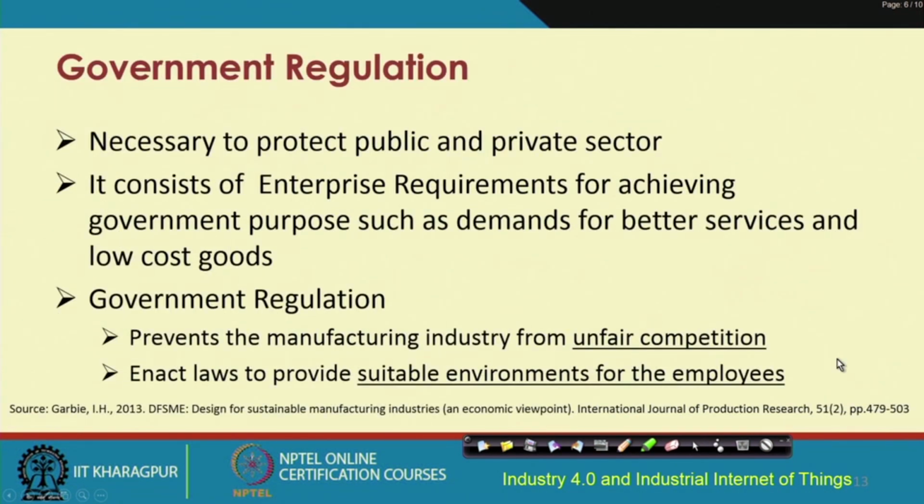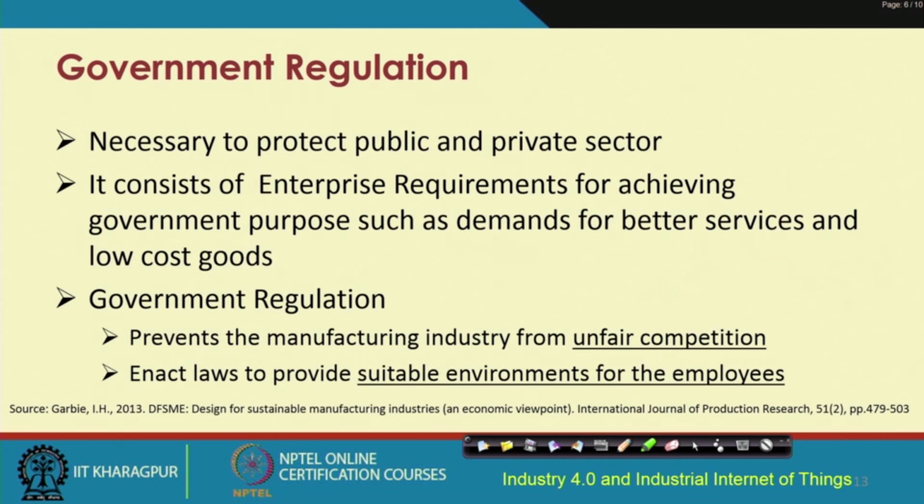In terms of government regulation, it is also required to be able to protect the public and the private sectors. It is required to protect the enterprises. So, for protecting the enterprises, different enterprises have their own different requirements, and those will have to be taken into consideration while arriving at different regulations and rules which can help these organizations, these enterprises, to offer better services and low cost goods.